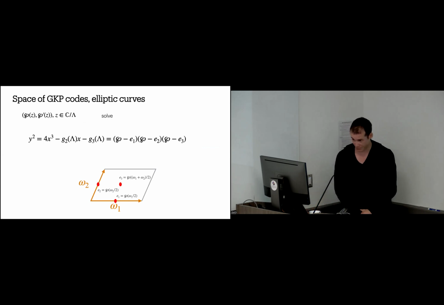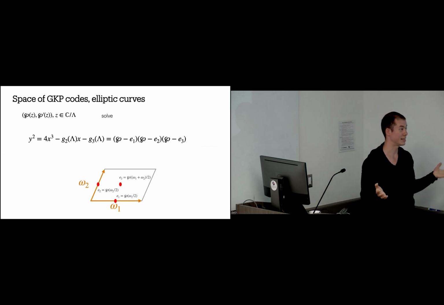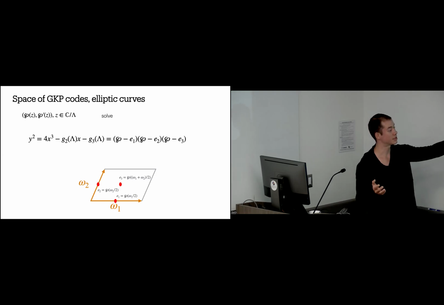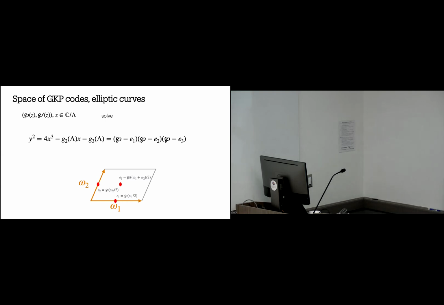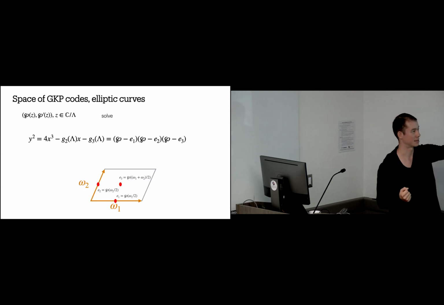Yeah. So now that we work over the complex number field, we know that polynomials factorize over the complex numbers. So we can take this equation and write it in terms of its roots. Now e1, e2, e3 are exactly this function evaluated at half of one lattice constant, half of the other lattice constant, and half of their combination. These three complex points form exactly the roots of the complex equation there.